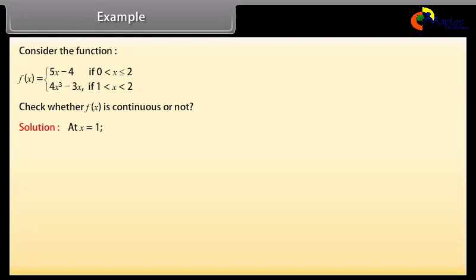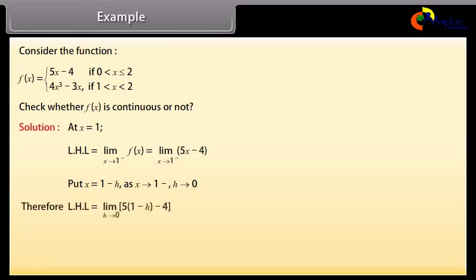Solution. At x = 1, left-hand limit is equal to limit x approaches 1 minus f(x), which is equal to limit x approaches 1 minus 5x − 4. Put x = 1 − h. As x approaches 1 minus, h approaches 0. Therefore, left-hand limit is equal to limit h approaches 0 of 5(1 − h) − 4, which is equal to 5(1 − 0) − 4, which is equal to 1.